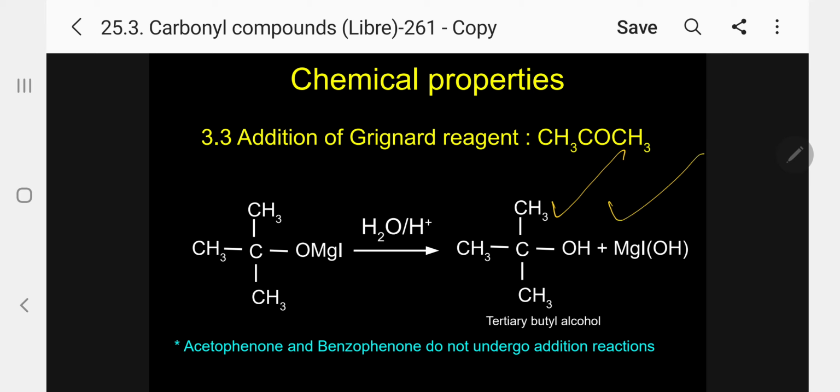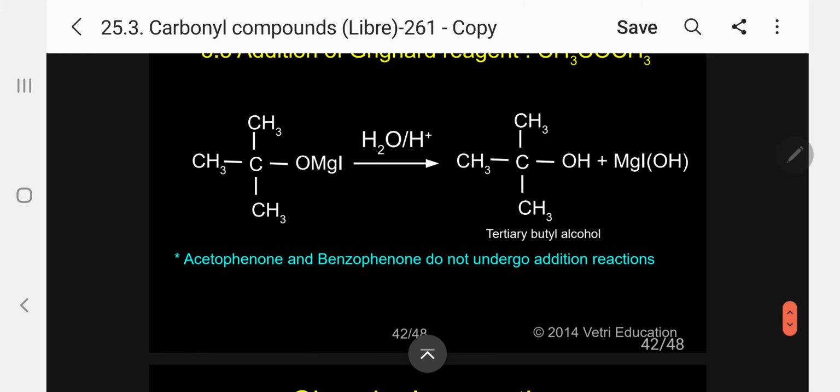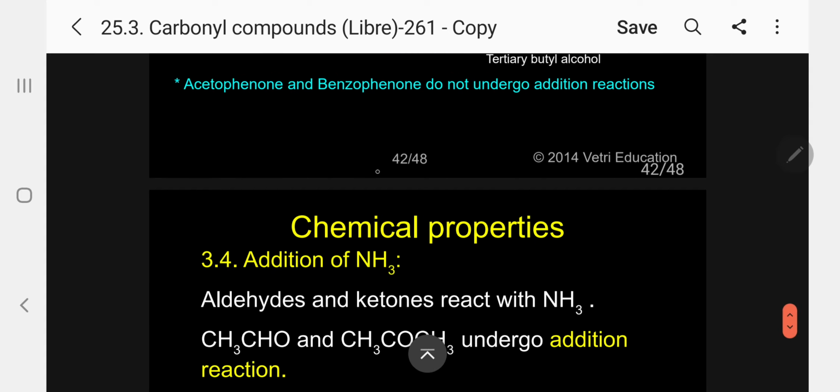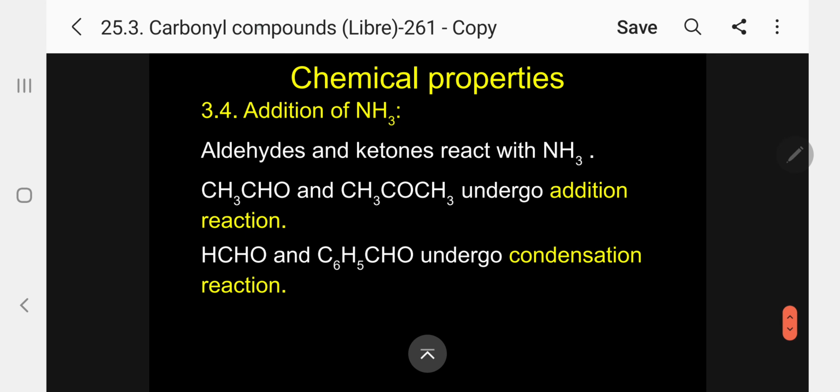Kindly follow. The most important information I want to give is below; kindly read, I will read that. Acetophenone and benzophenone do not undergo addition reaction with the corresponding Grignard reagent because of the steric effect, their bulky nature. So in all the addition reactions we have seen now, acetophenone and benzophenone do not undergo addition reaction.